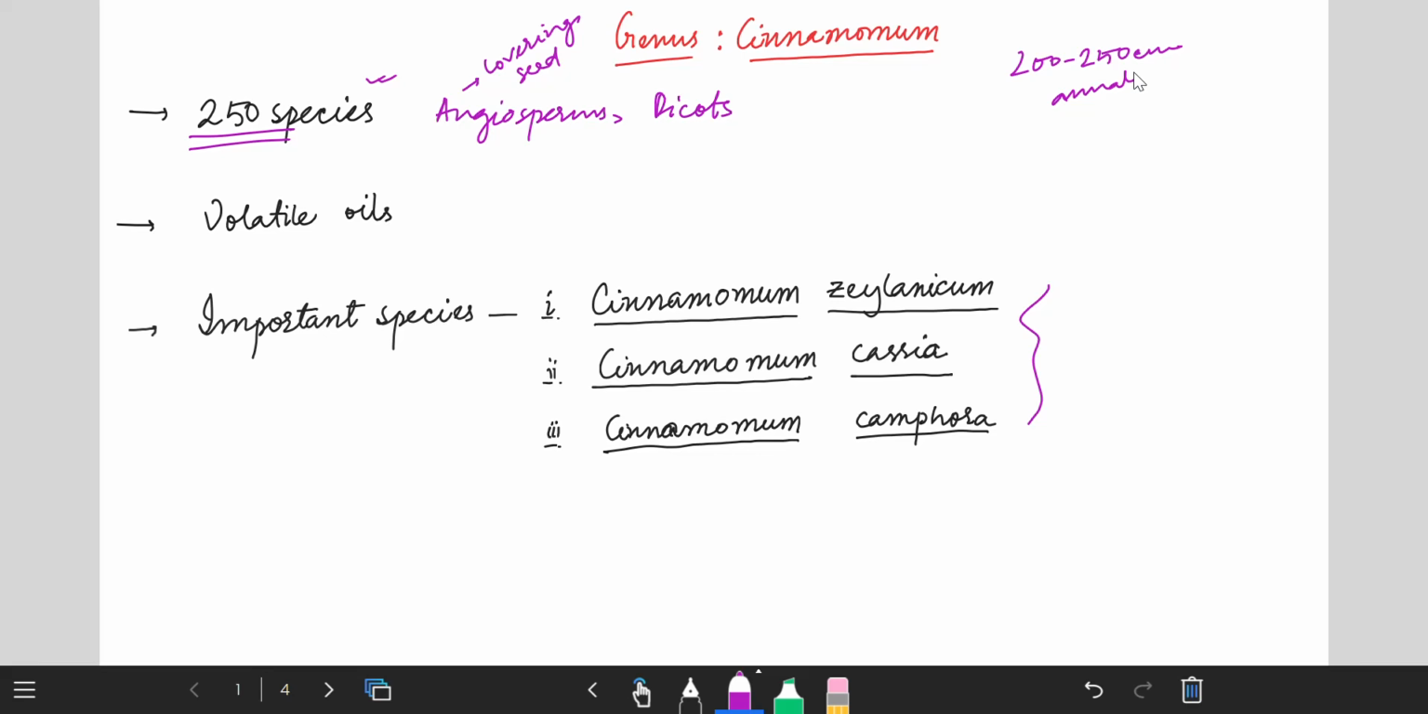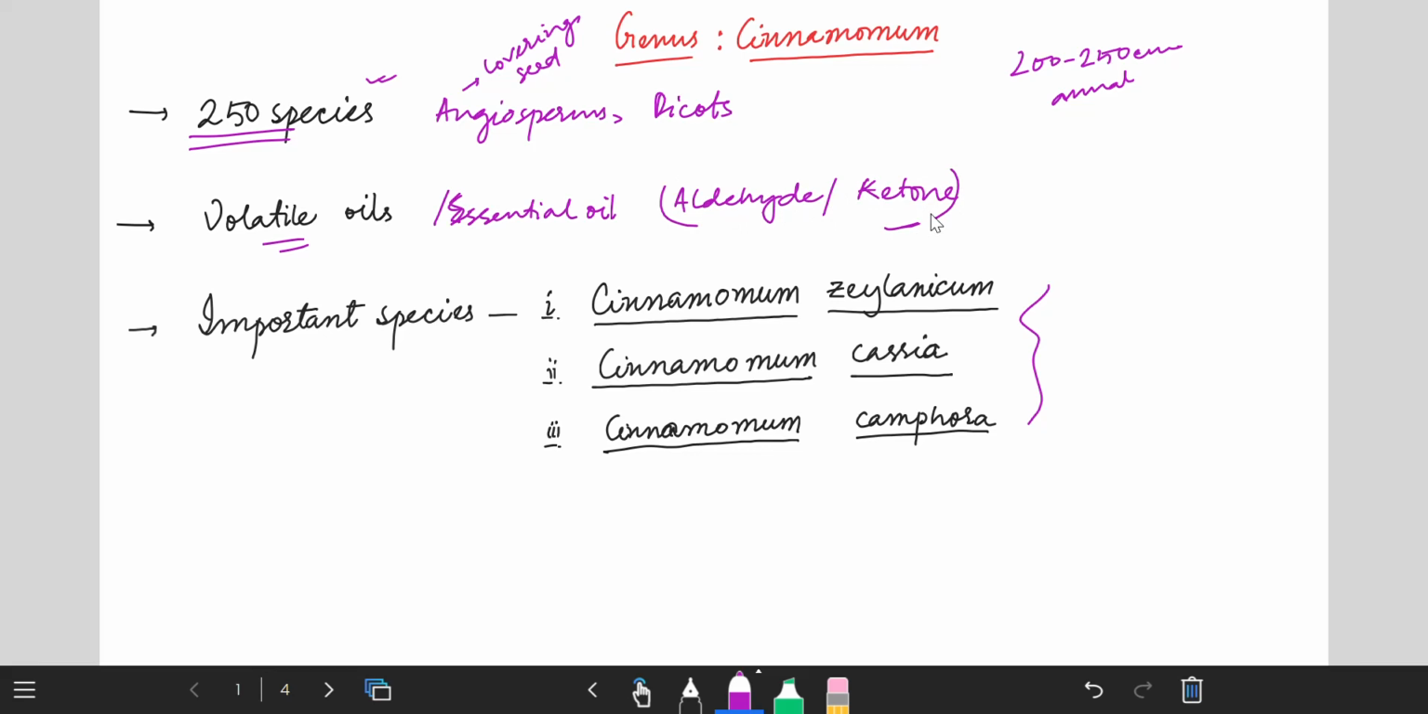Now, what are volatile oils? They are also known as essential oils. Why essential oil? Because these oils contain the essence. That's why they are essential oils. And these volatile oils can be aldehydic in nature or ketonic in nature.